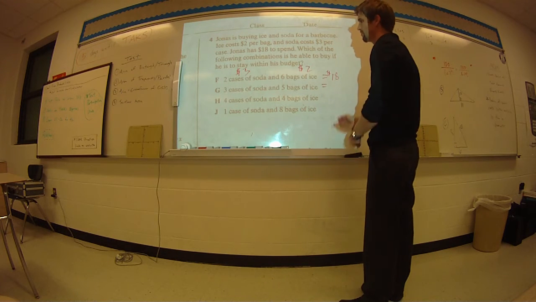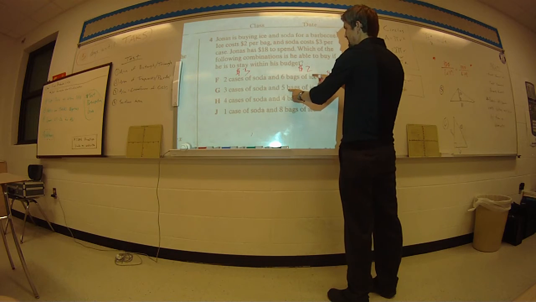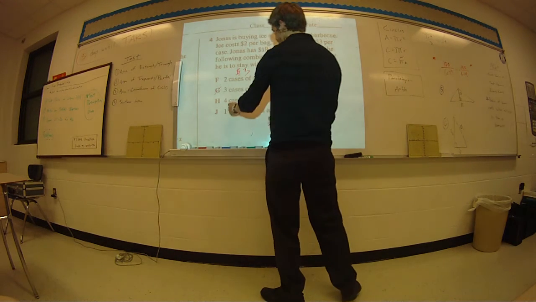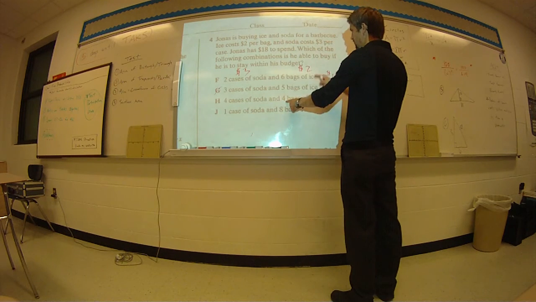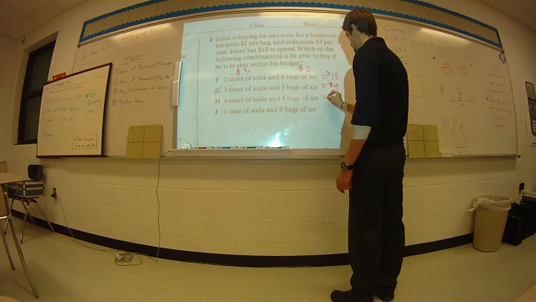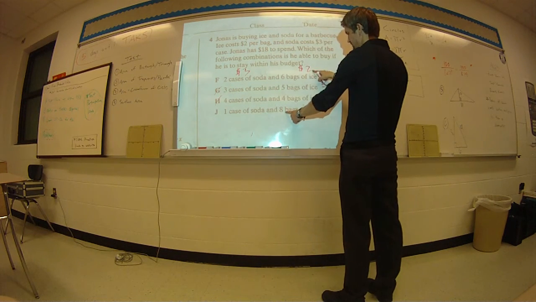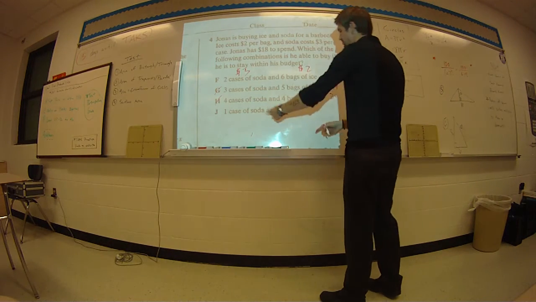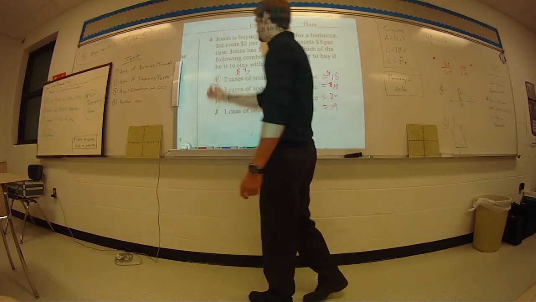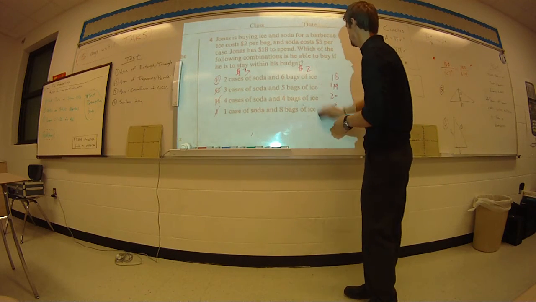Let's see if the rest of them are no good. Three cases of soda, $9, five ice, $10, 19. Yep, that one's not gonna work. Four cases, 12, four bags, eight, 12 and eight is gonna be 20. All right, that's no good. One case, $3, eight bags of ice, 16, three and 16, 19. Only possibility is gonna be F. All right, just plug in and go for it. All right, let's look at the next ones.